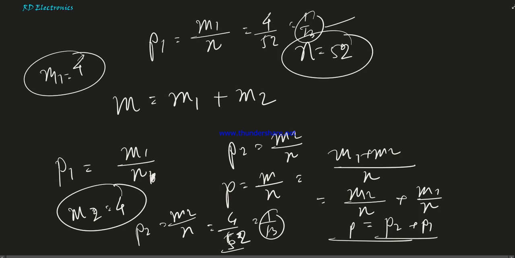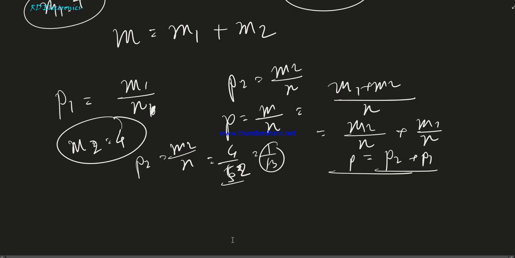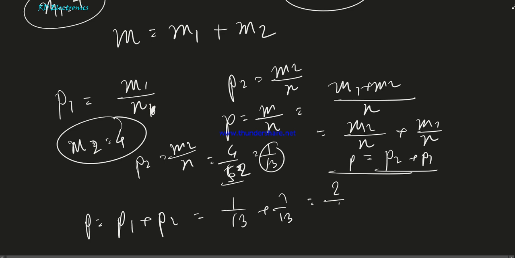Now the events are mutually exclusive because the occurrence of the one prevents the occurrence of the other. Now the probability that the card drawn is either king or queen is equal to P1 plus P2, the total probability. So that is equal to 1/13 plus 1/13, which is equal to 2/13, the total probability that the card drawn is either a king or a queen.